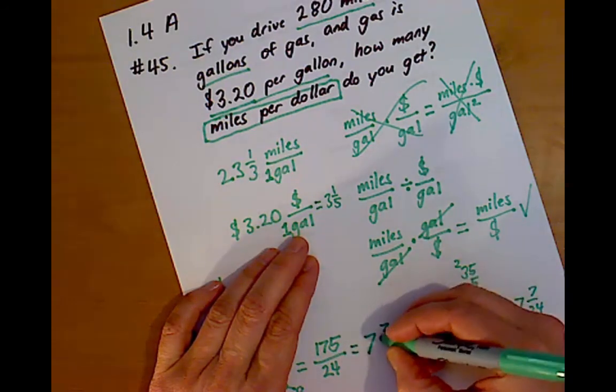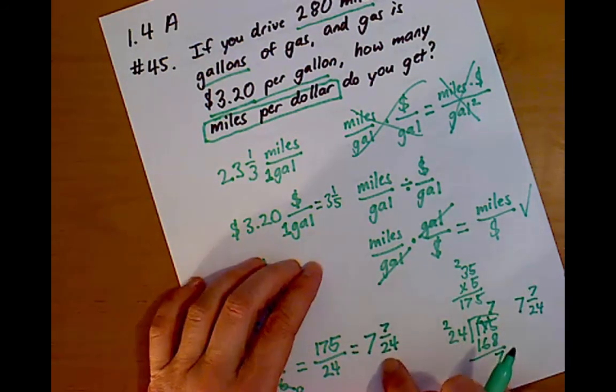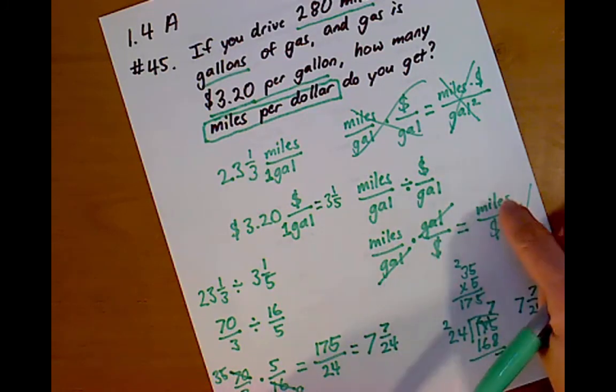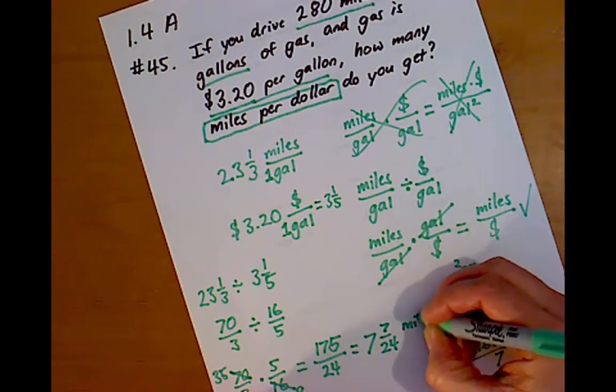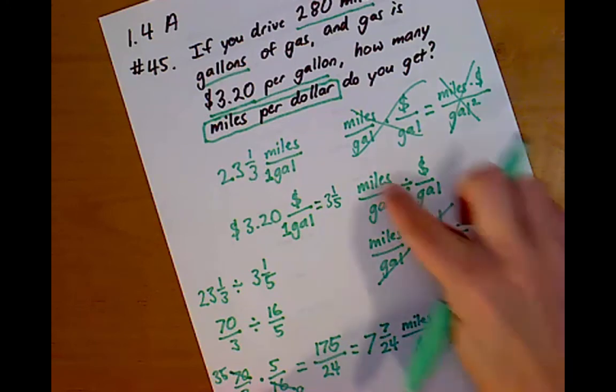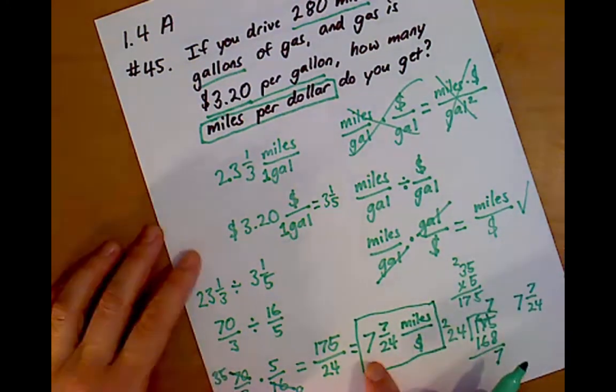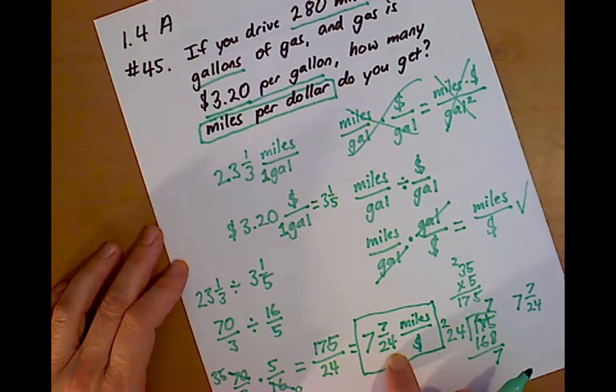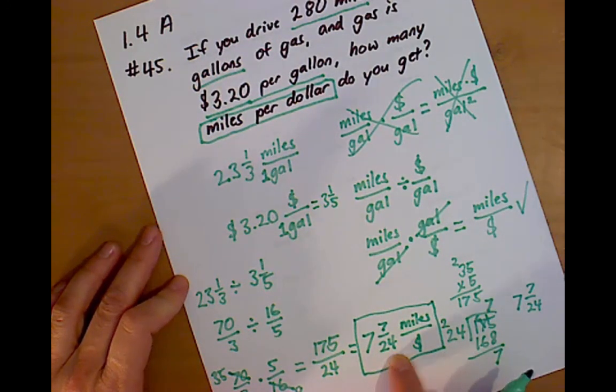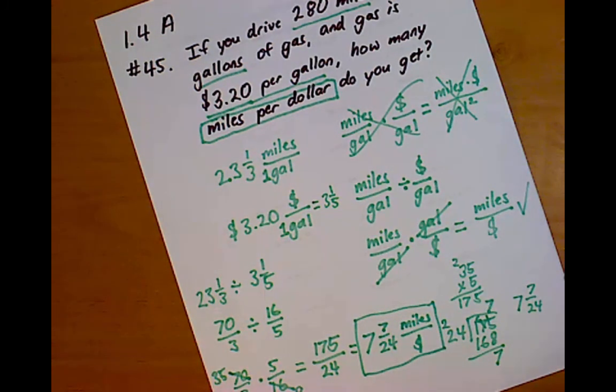7 and 7/24ths. And we know that our answer is in miles per dollar, because we already figured out the units right here. Okay, so 7 and 7/24 of a mile. That's how many miles you go for every dollar. Which makes a lot more sense. So for every dollar you spend, you're going to go about 7 and almost a half miles. All right.